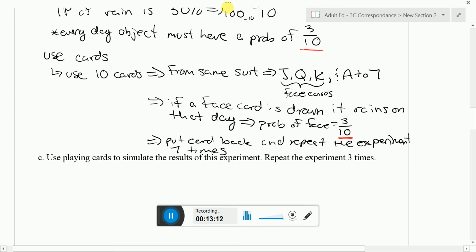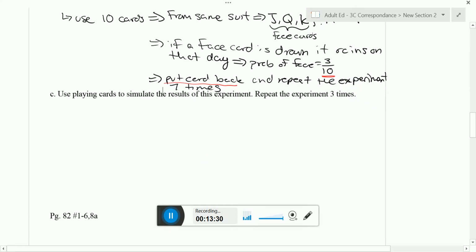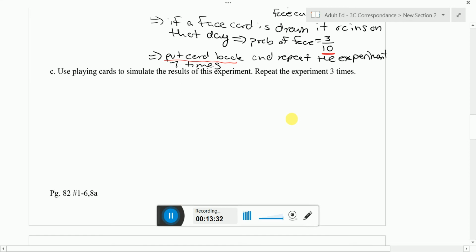Now, the key here is that we're putting the card back. If you don't put the card back, there aren't 10 cards that you're drawing from anymore, so the probability isn't 3 out of 10 anymore. You always have to put the card back before you do it. Now we're actually going to do that again if you don't have playing cards.